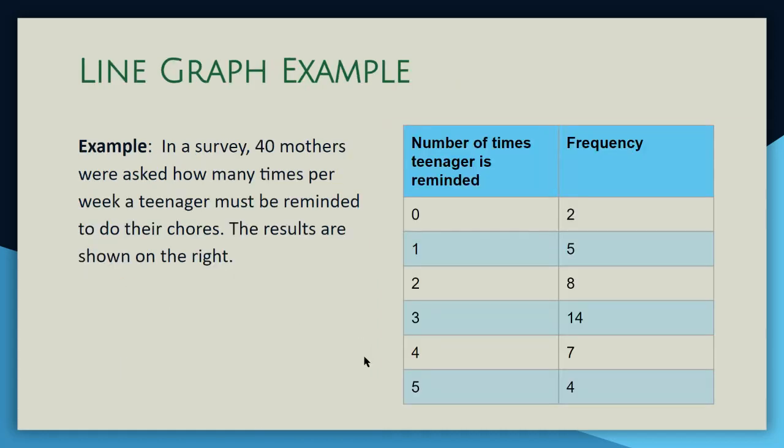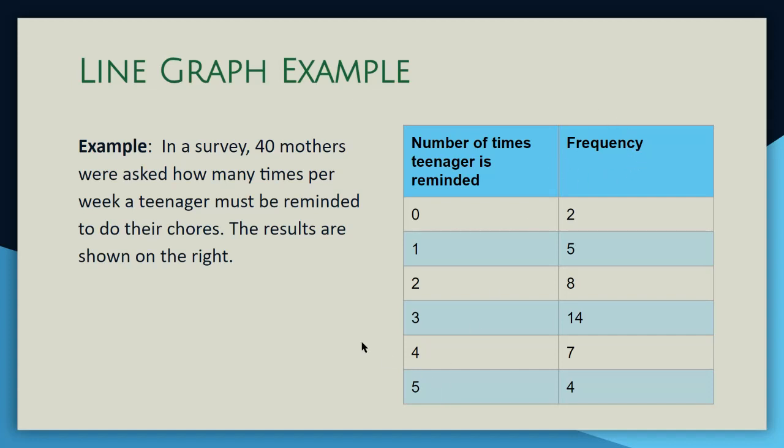So just like we did in the last video, we're going to do an example together, and then I've got one for you to try on your own. So for this example, in a survey, 40 mothers were asked how many times per week a teenager must be reminded to do their chores. The results are shown on the right. So we have a frequency table. You'll notice they've left off the relative frequency, which leads me to believe that when we draw our line graph, we're plotting number of times teenager is reminded versus frequency. And remember, when we're plotting something versus frequency, frequency is always the y-axis.